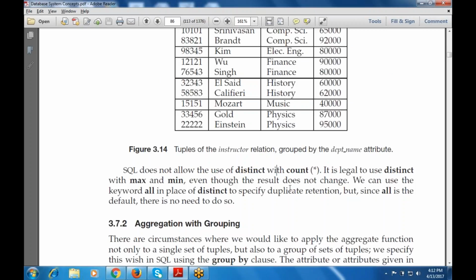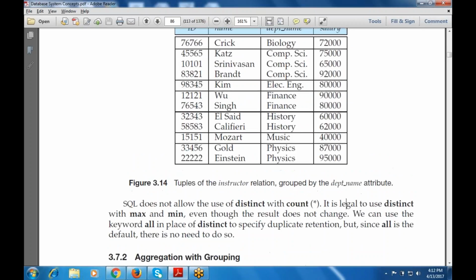SQL does not allow the use of distinct with count(*). It is legal to use distinct with max and min, even though the result does not change. We can use the keyword all in place of distinct to specify duplicate retention, but since all is the default, there is no need to do this, because by default it is applied to each and every tuple.